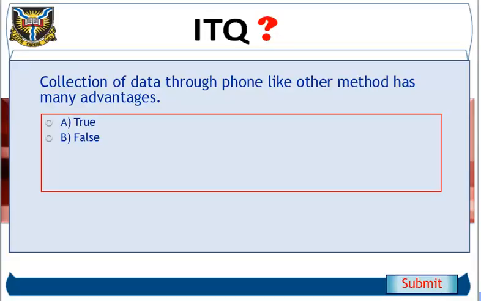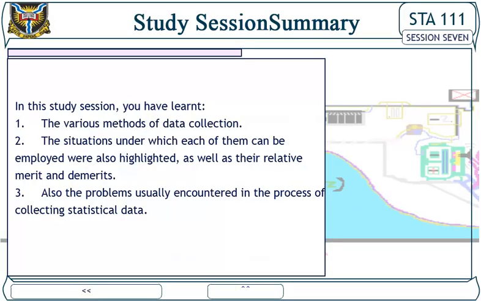In-text question. Summary for Study Session 7. In this study session, you have learned: 1. The various methods of data collection. 2. The situations under which each of them can be employed were also highlighted, as well as their relative merits and demerits. 3. Also, the problems usually encountered in the process of collecting statistical data. This is the end of Study Session 7.